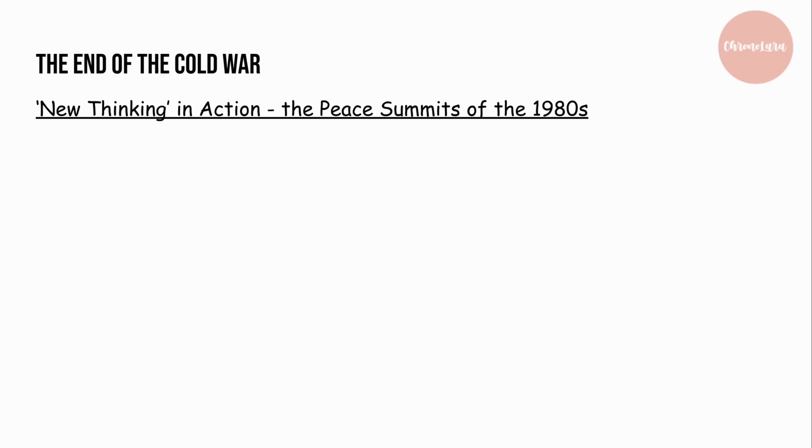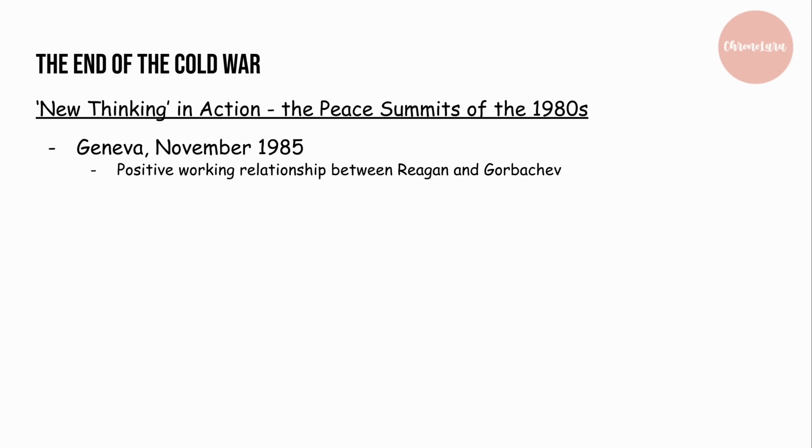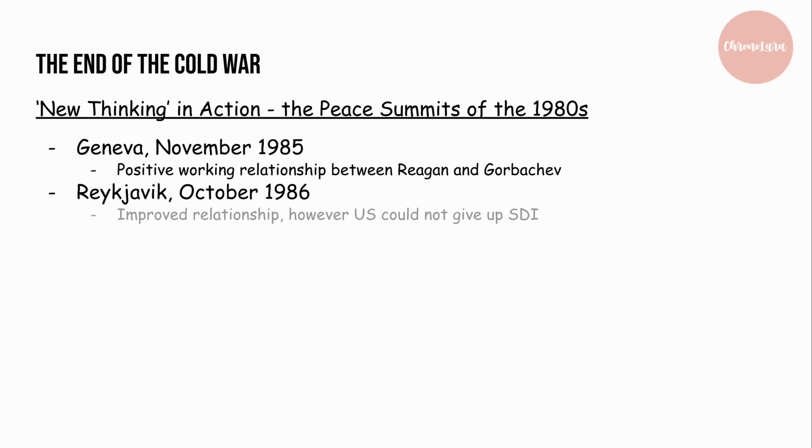Now, Gorbachev's New Thinking actually goes into action. There are 5 peace summits, and these are called the peace summits of the 1980s. The Geneva one is the first one and takes place in November 1985. There's a very positive working relationship between Reagan and Gorbachev. Can't pronounce it to save my life, but Reykjavik, which takes place in October 1986, improved relationships. However, the US could not give up the SDI.